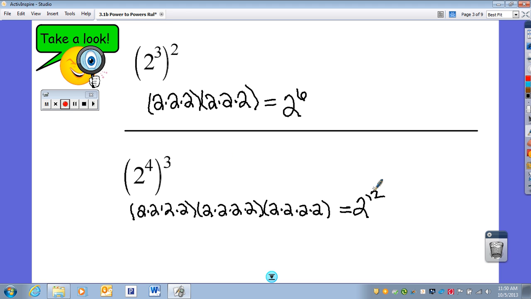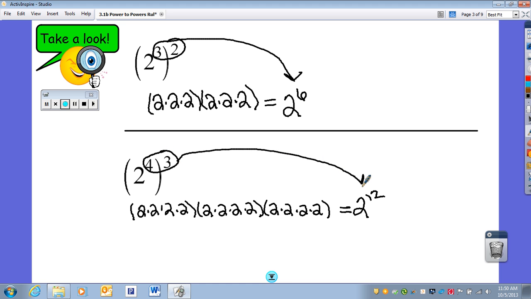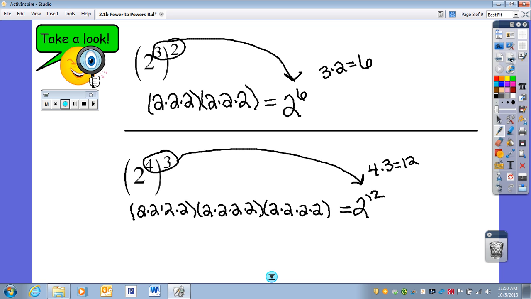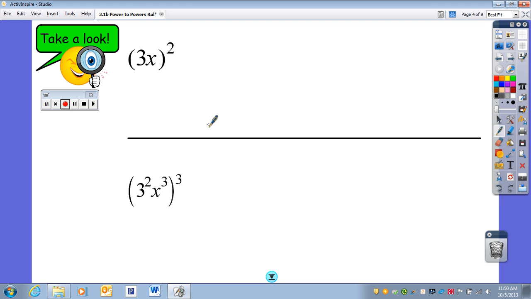So, is there a way that we can use the exponents 3 and 2 to come up with our final exponent of 6? Is there a way that I can use these 2 exponents when I have a power raised to another power to come up with my final exponent? Yes, there is. When we have a power raised to another power, we can multiply the exponents together to come up with our final exponent in our expression. This is a power to a power. Let's take a look at the next example.